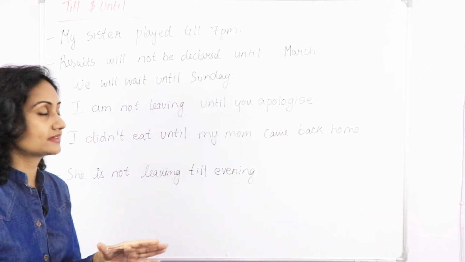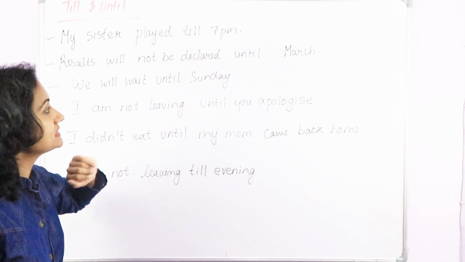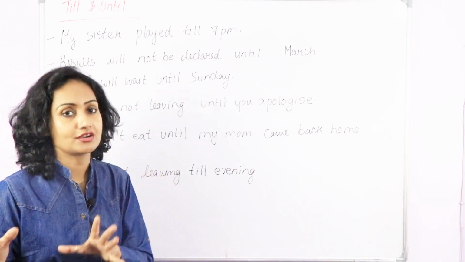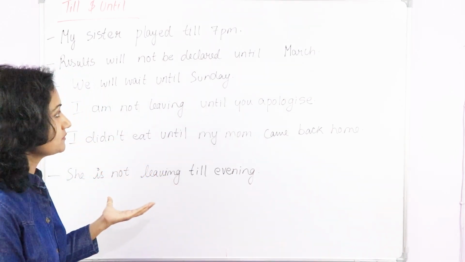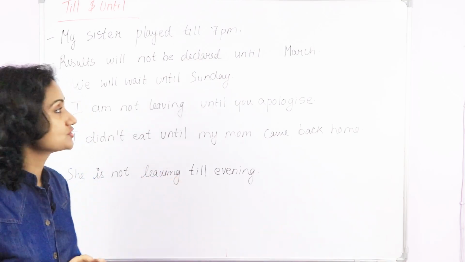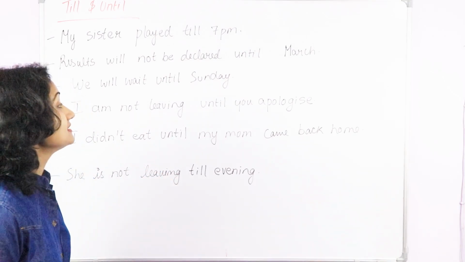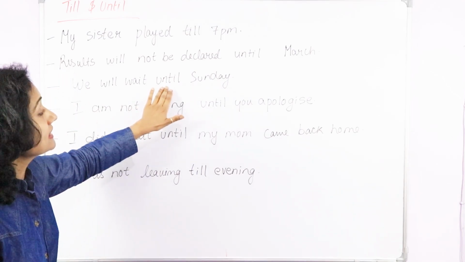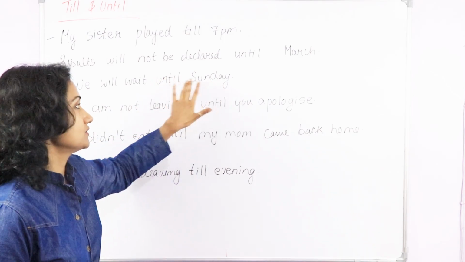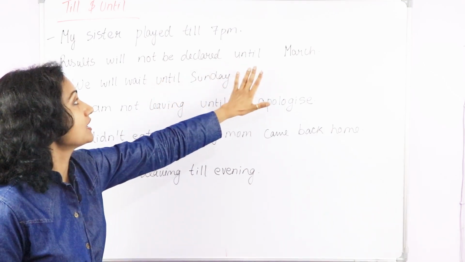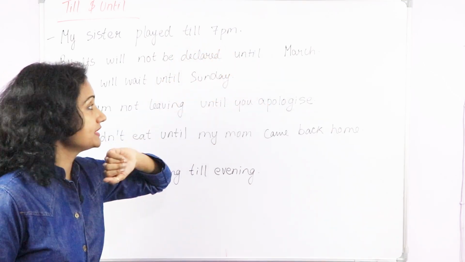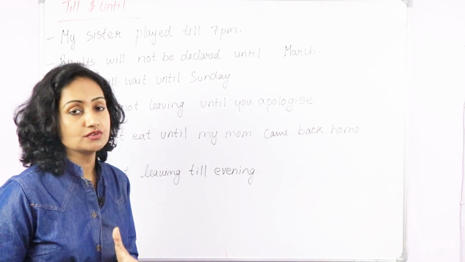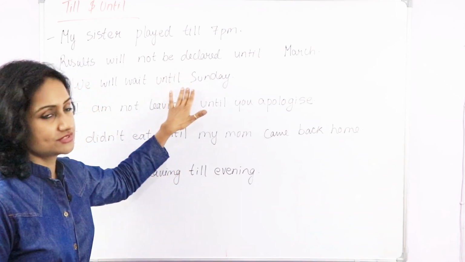They both are correct. Results will not be declared until March, or the results will not be declared till March. We will wait until Sunday. Now here you can see that after until we have a noun. Until Sunday, until March, till 7 p.m. So it's a noun. So here it's a preposition.